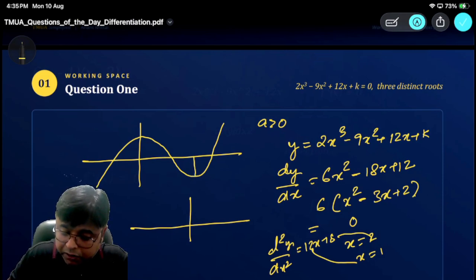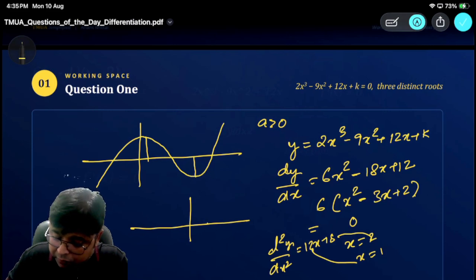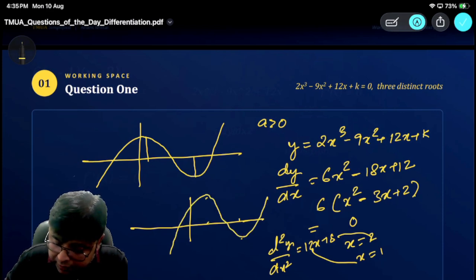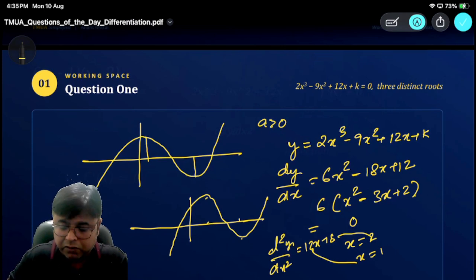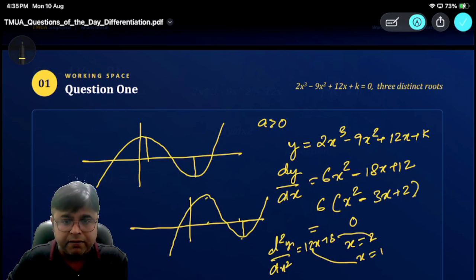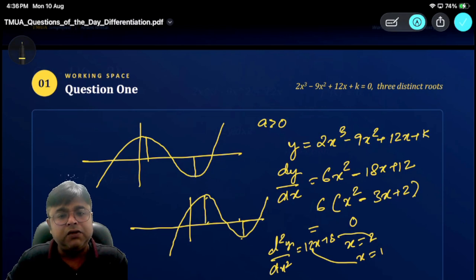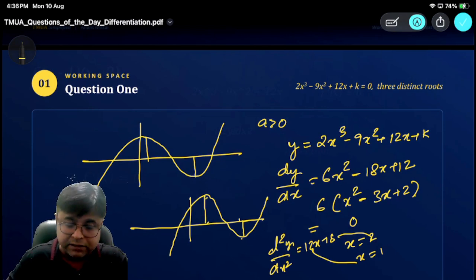So at 2, there is a point of minima, and at 1, there is a point of maxima. So I can draw a curve like this. Now for it to have three distinct real roots, I know that at 2, the value of the function should be negative, and at 1, the value has to be positive. So this is what I need to address.